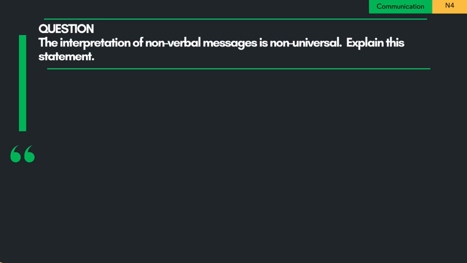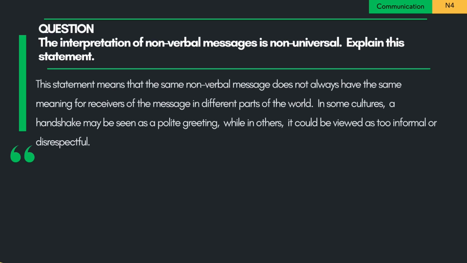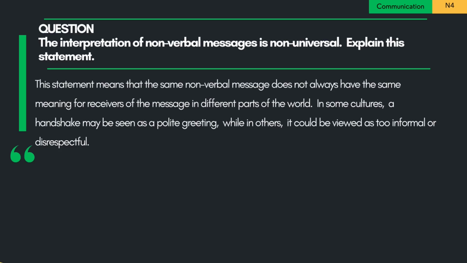Question. The interpretation of nonverbal messages is non-universal. Explain this statement. This statement means that the same nonverbal message does not always have the same meaning for receivers of the message in different parts of the world.